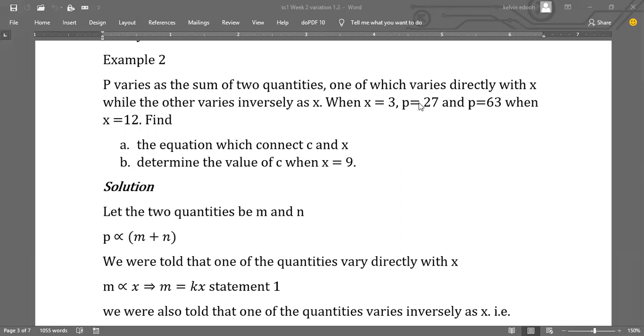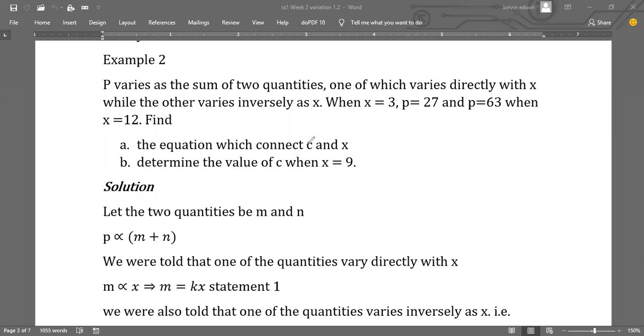You can see that one parameter p varies as the sum of two quantities. So for you to solve this question, it's simple to analyze. Before that, let's finish the question. They told us when s is 3, p is 63. So we are asked to find the equation which connects p and x. Let me make that correction here.